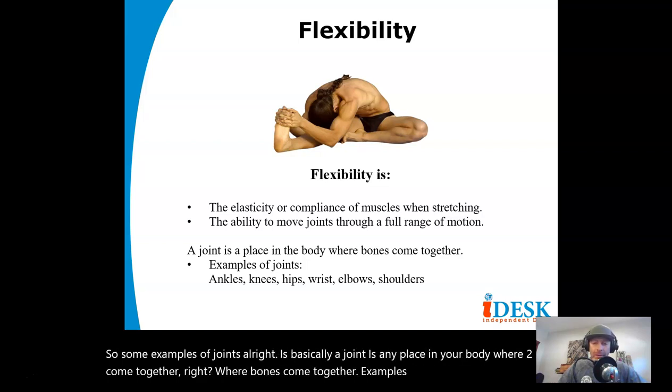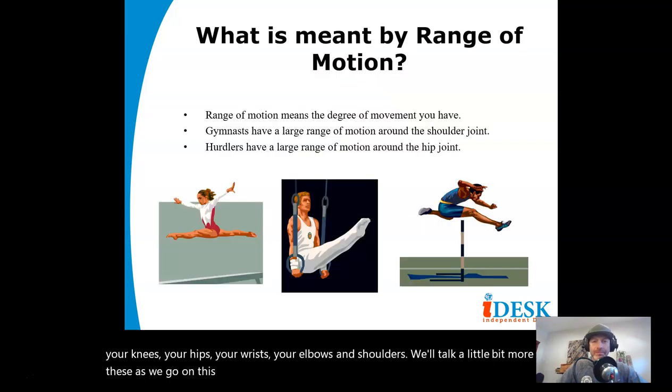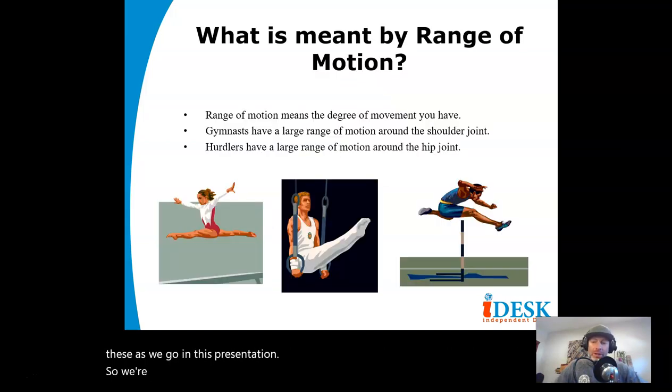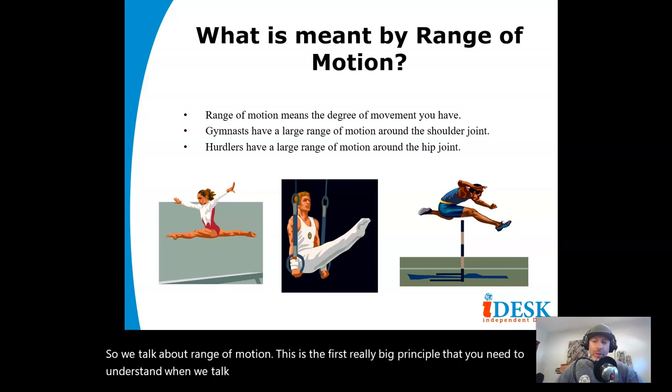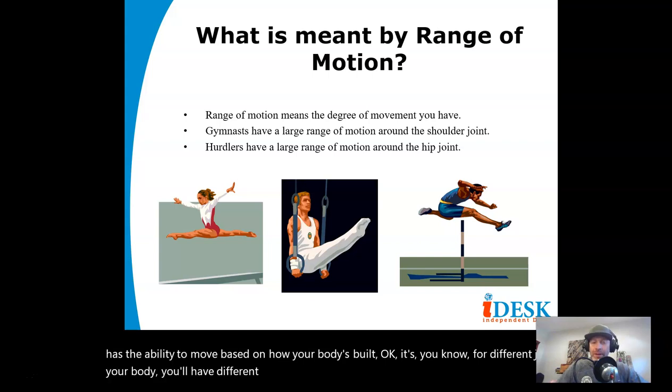Examples might be your ankle, your knees, your hips, your wrists, your elbows, and shoulders. We'll talk a little bit more about these as we go in this presentation. When we talk about range of motion, this is the first really big principle that you need to understand when we talk about flexibility. Range of motion basically means how much a joint has the ability to move based on how your body's built. For different joints in your body, you'll have different types of joints, and different types of joints allow different types of movement. We'll get into those a little bit later.